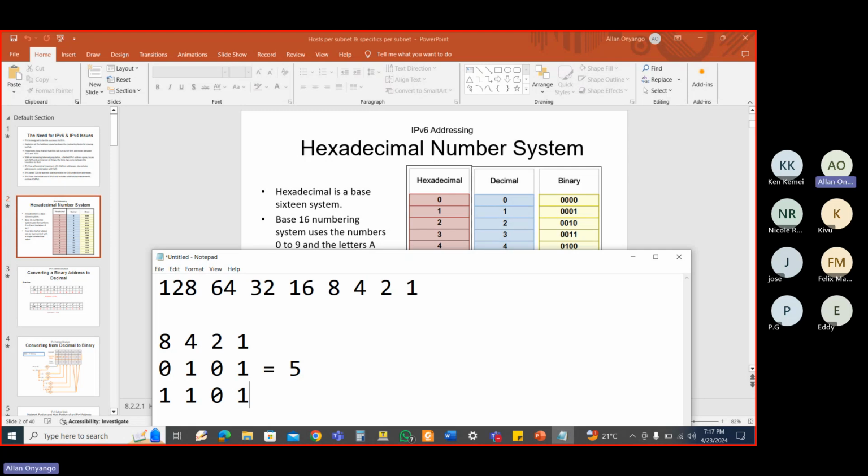Because the highest number you can get here is what? If you add 8421, 8 plus 4 plus 2 plus 1, what do you get? 15. Imagine the highest number you can ever be given is 15. The other one, the highest number is 255. So it's easier to work with 15 coming downwards, isn't it? Good. So this is going to be 13.